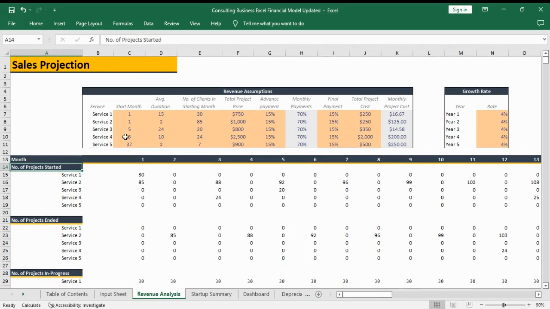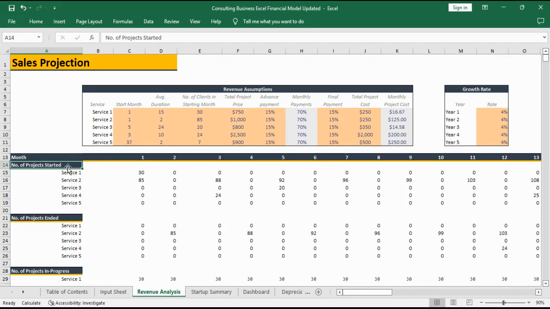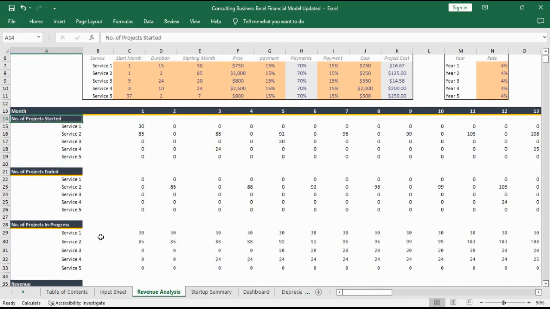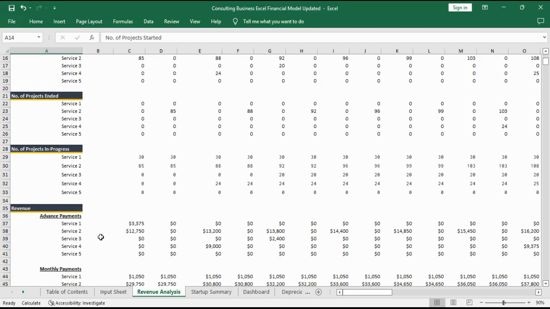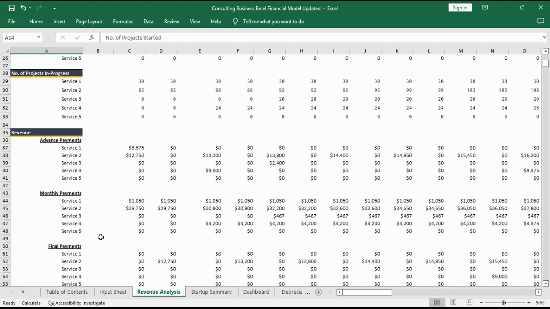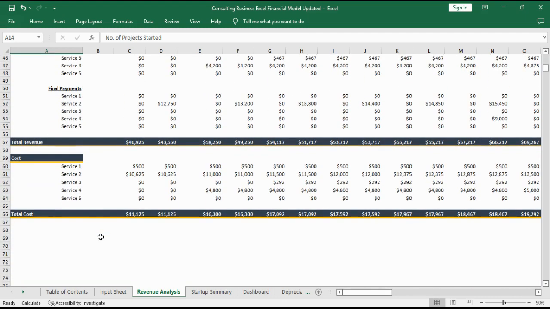Moving on to revenue analysis, here you provide the information about the services that you provide and then the further details of each of these services, such as starting month, starting clients, average duration, total project price and total cost, advance, monthly and final payments, and then there's growth rate for each year. Then the total number of projects started, ended, and in progress projects are calculated at the end of each month, and then the revenue for each of those projects is calculated separately. In the end, total revenue and total cost is calculated at the end of each month.